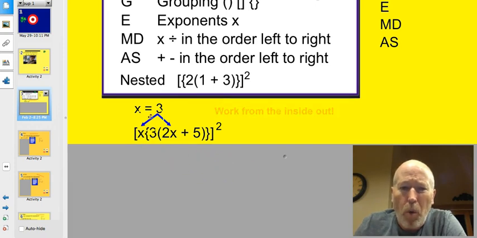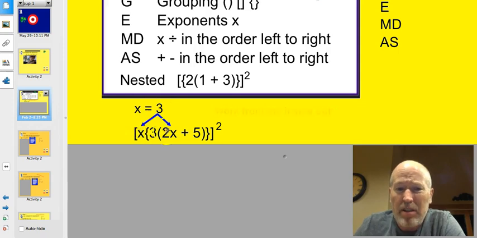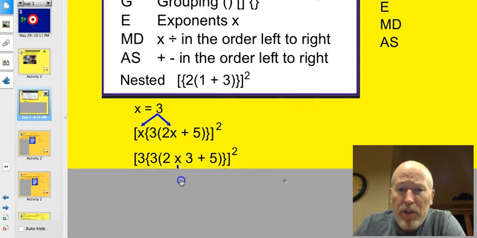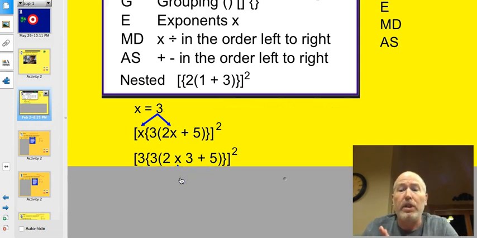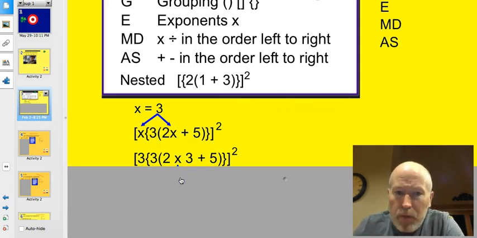First of all, we have to substitute in 3 for these x's here because it tells us that x is equal to 3. So when we do that, we have this new expression, and it looks really super complicated. But let's work from the inside out.